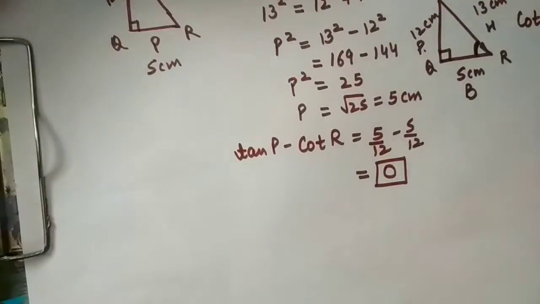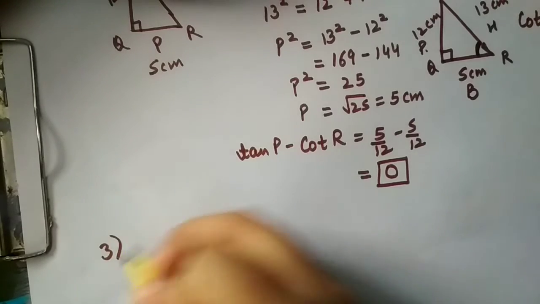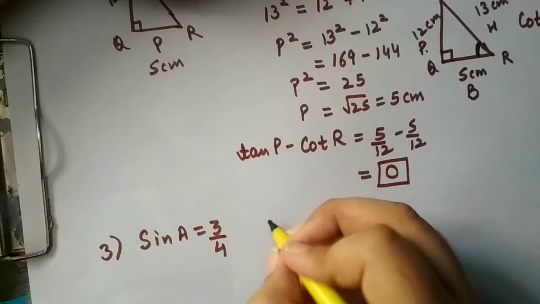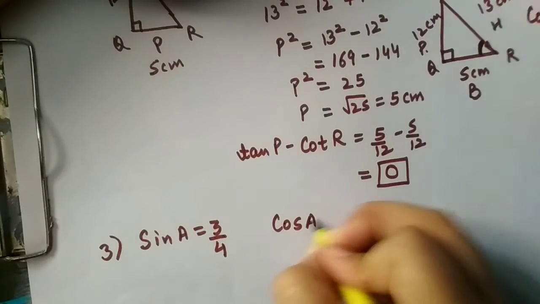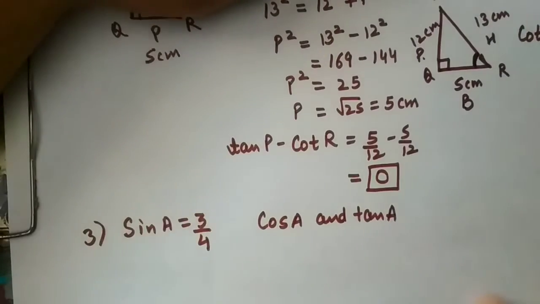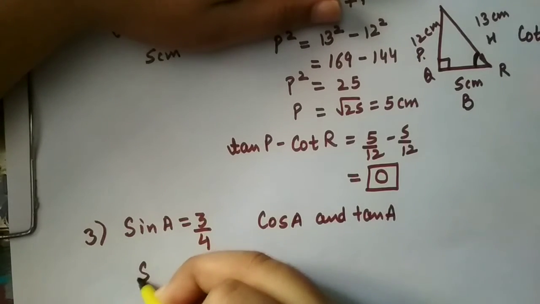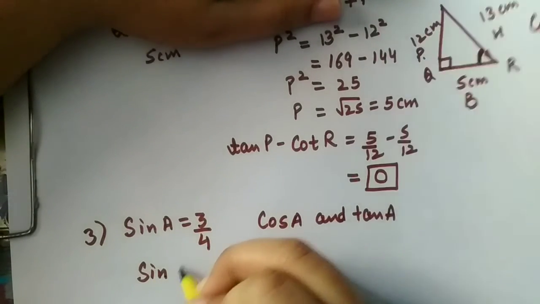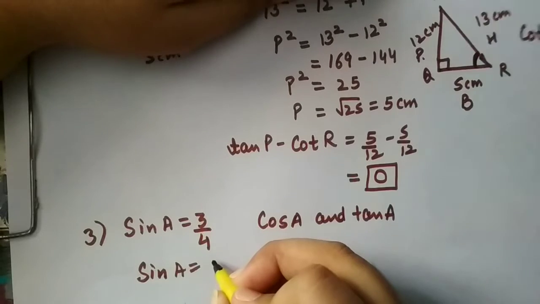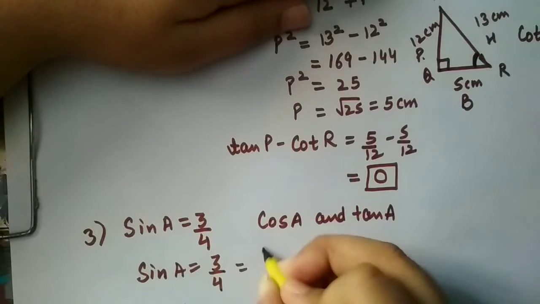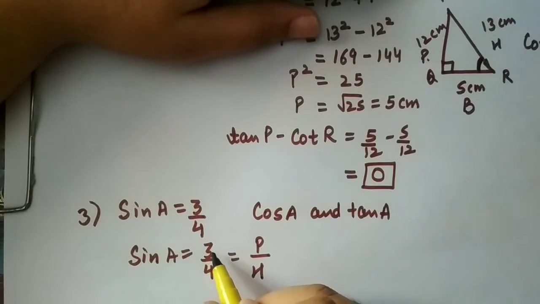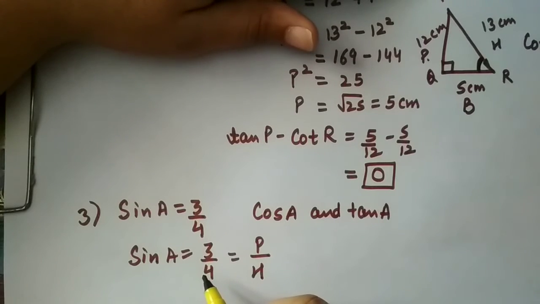Now see the next question. In the next question it is given that sine A is 3 by 4 and you have to find cos A and tan A. Now you know sine is perpendicular upon hypotenuse. So sine A is 3 by 4, that is perpendicular upon hypotenuse. It means in the triangle the length of the perpendicular is 3 and the length of the hypotenuse is 4.